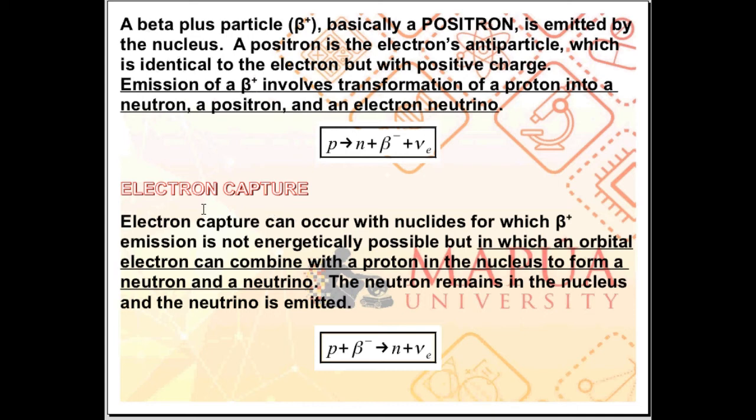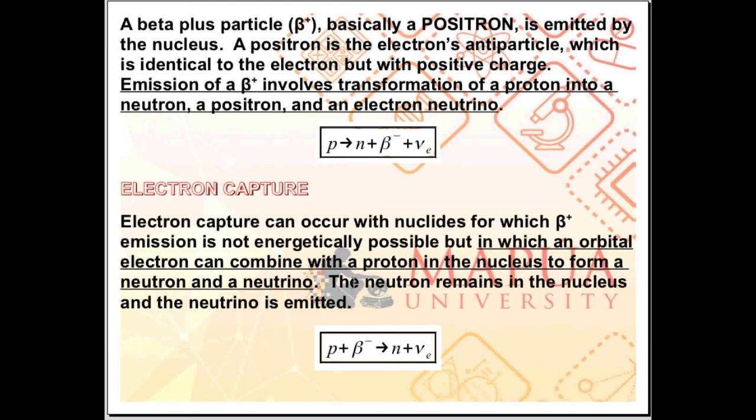Lastly, we have the electron capture. Electron capture can occur with nuclides for which the beta plus emission is not energetically possible, but in which an orbital electron can combine with the proton in the nucleus to form a neutron and a neutrino. The neutron remains in the nucleus and the neutrino is emitted.